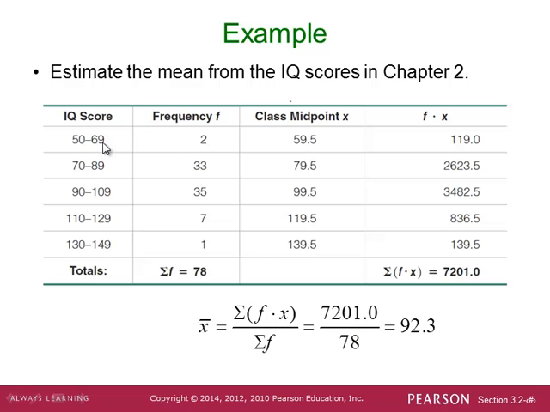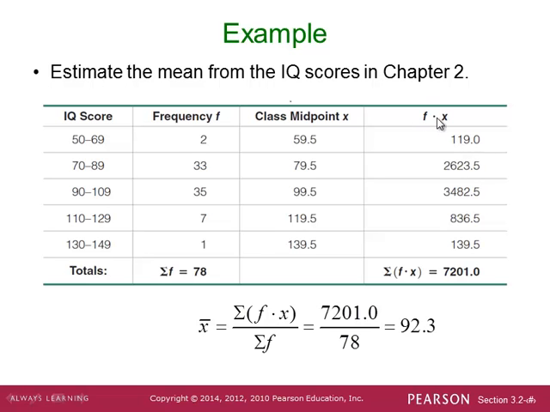So 50 plus 69 divided by 2 is 59.5. 70 plus 89 over 2 is 79.5, and so forth. So here you've got your class midpoints, which is the number that's exactly midway between the lower and upper bounds for each class. And then you take your frequency times your class midpoint. 2 times 59.5 is 119, and so forth for all the other classes.